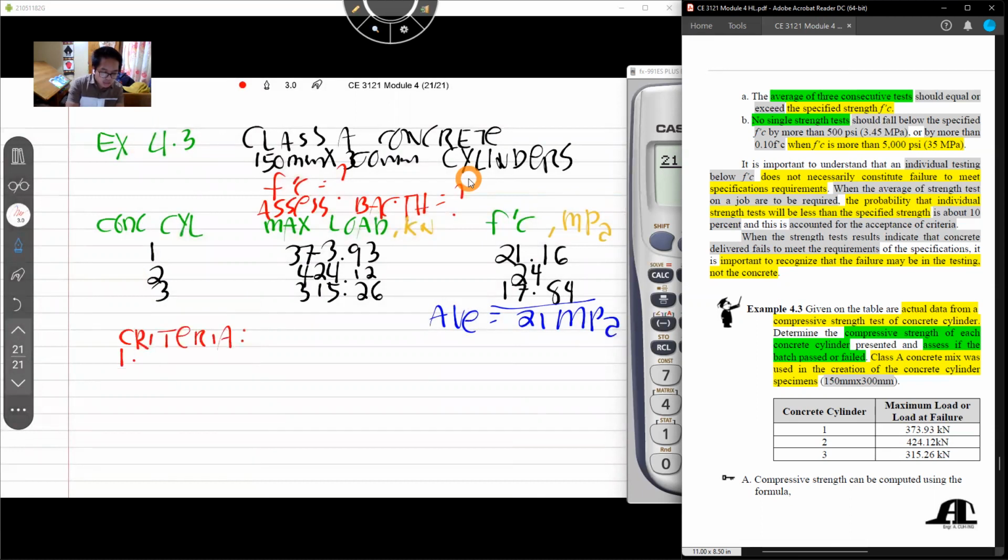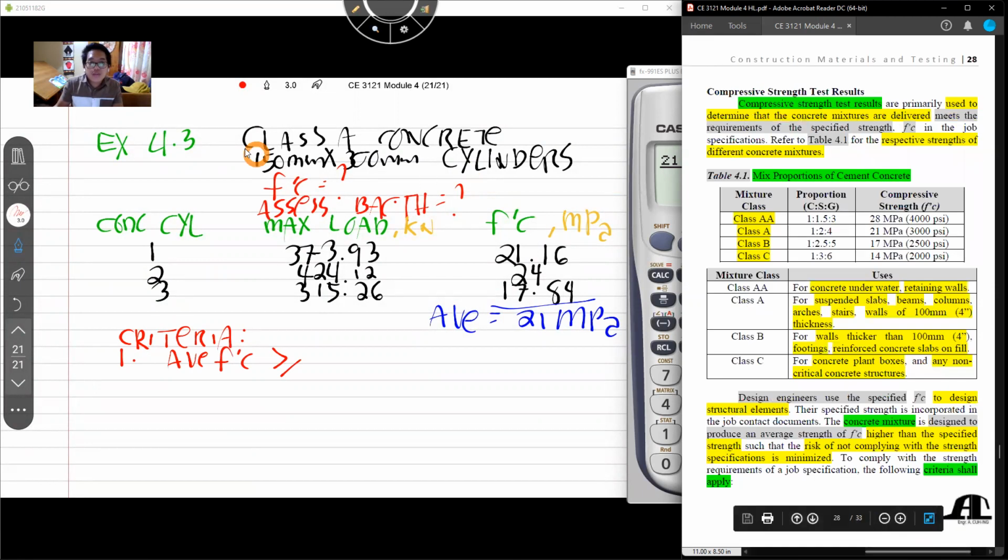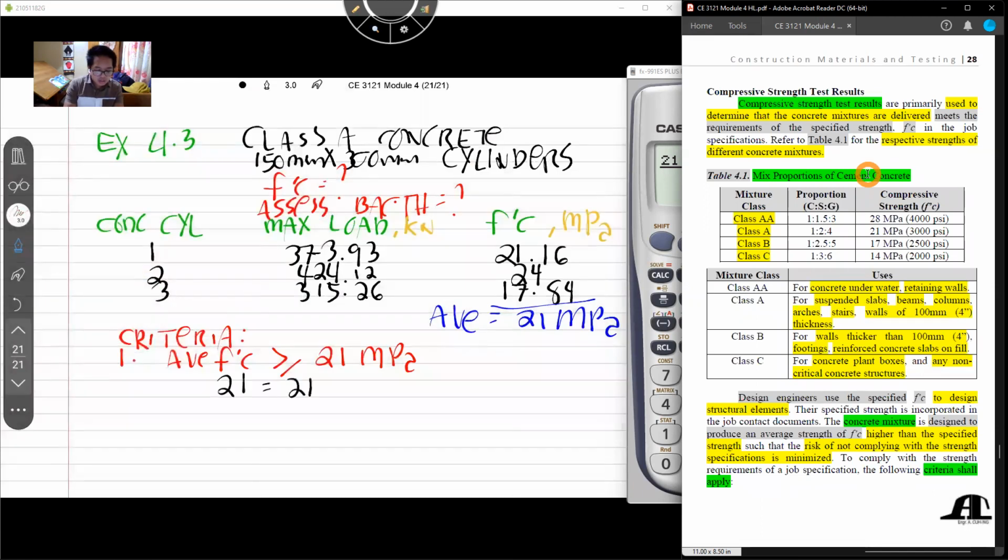Okay? So, di ba, criteria number 1, class, di ba? Supposedly, yung average F prime C should be greater than or equal to yung specified. So, titignan natin yung table muna, class, no? So, ang given natin class is class A concrete. So, ang class A concrete, ang specified concrete strength niya dapat is equal to 21 MPa. Okay? So, kung titignan nyo class yung average natin, 21 is equal to 21. So, we can say class na pasok siya. Okay? So, verdict natin dito class is okay. So, pasok tayo class dun sa first criteria.